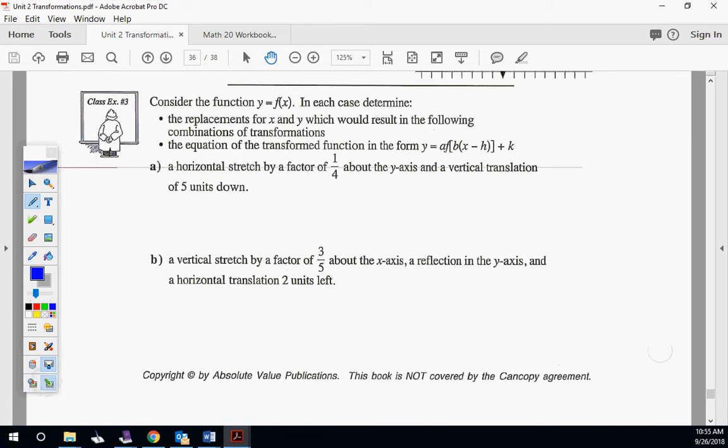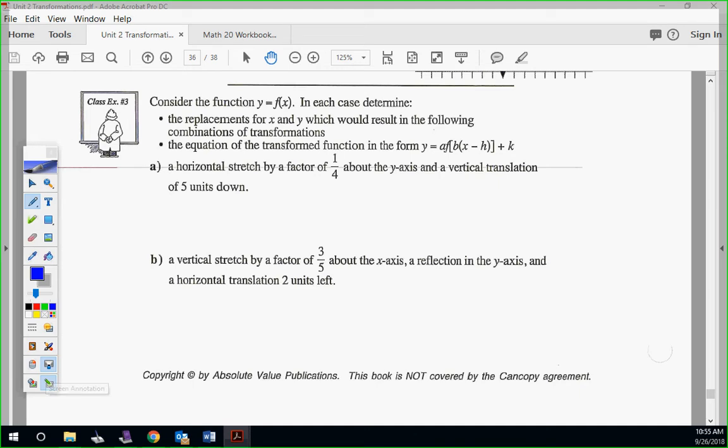Consider a function y equals f of x. In each case, determine the replacements for x and y which result in the following combinations of transformations. The equation of the transformed function is in that form, so just the a, b, h, and k. Horizontal stretch by a factor of 1/4 about the y-axis, and a vertical translation of 5 units down. So how would that one look? This is a horizontal stretch with a vertical translation.